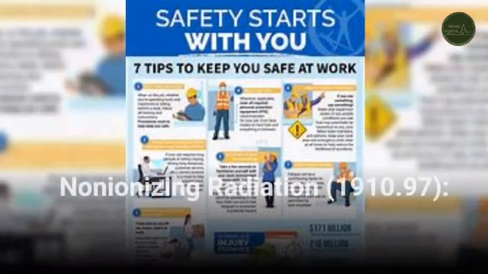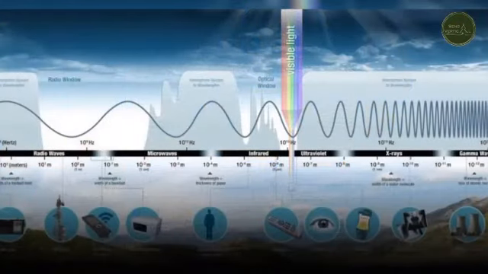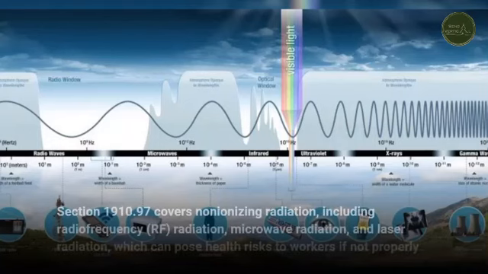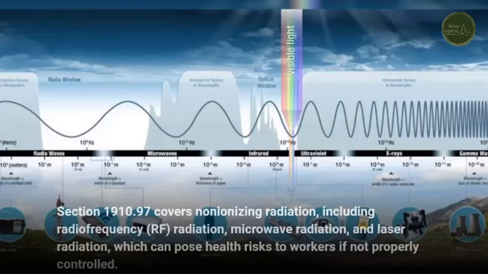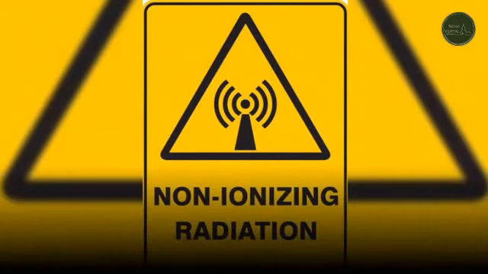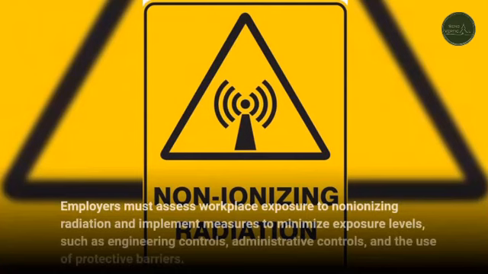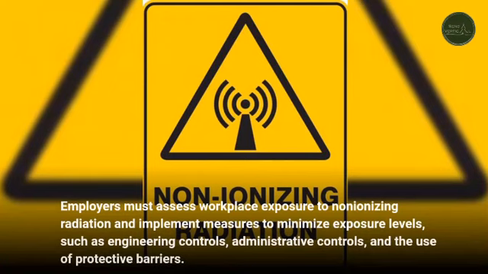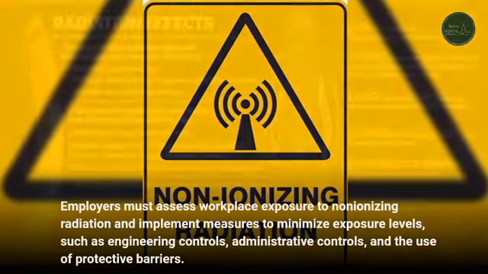Non-ionizing radiation, 1910.97. Section 1910.97 covers non-ionizing radiation, including radio frequency (RF) radiation, microwave radiation, and laser radiation, which can pose health risks to workers if not properly controlled. Employers must assess workplace exposure to non-ionizing radiation and implement measures to minimize exposure levels, such as engineering controls, administrative controls, and the use of protective barriers.